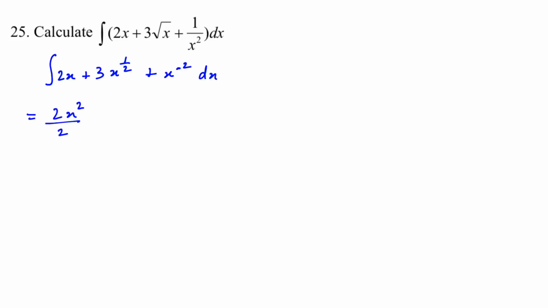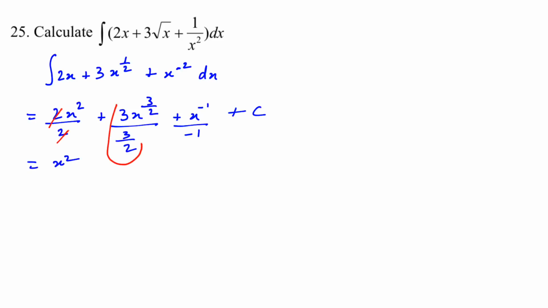The 2 will go down, 2 and 2 will get cancelled, and you will have here 3x. Half plus 1 is 3 over 2. Put the 3 over 2 down, and negative 2 plus 1, negative 1. Put the negative 1 over down. Remember to put c. So you have x square. Put this in the calculator and see what you get. You will get plus 2 x to the power of 3 over 2. And this will become negative x to the power of negative 1 plus c.